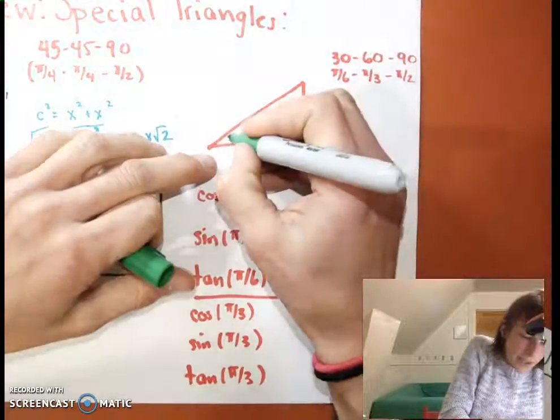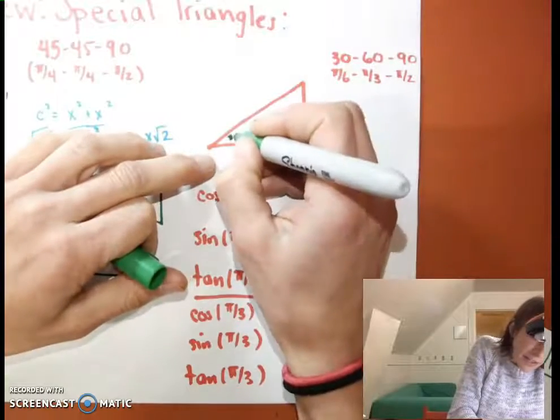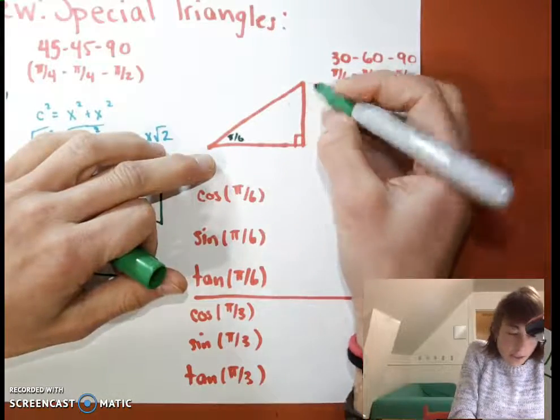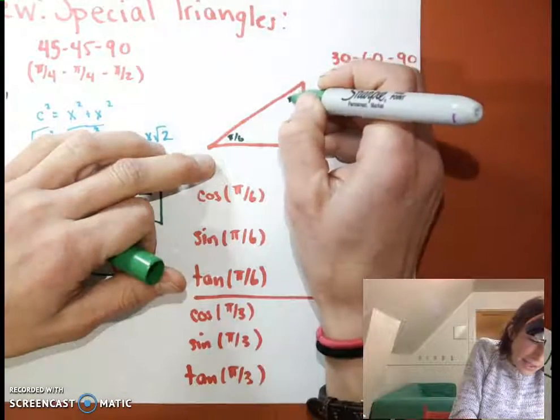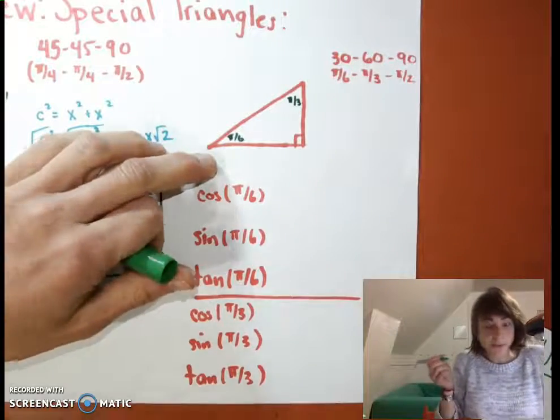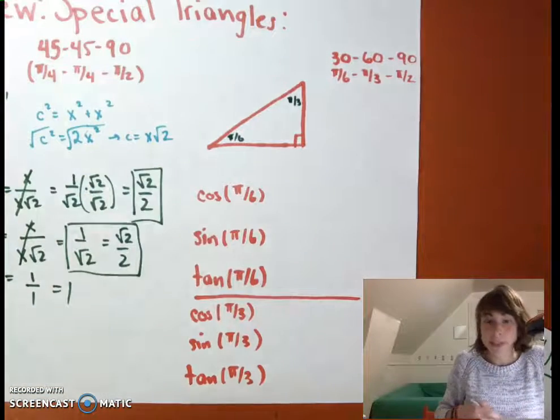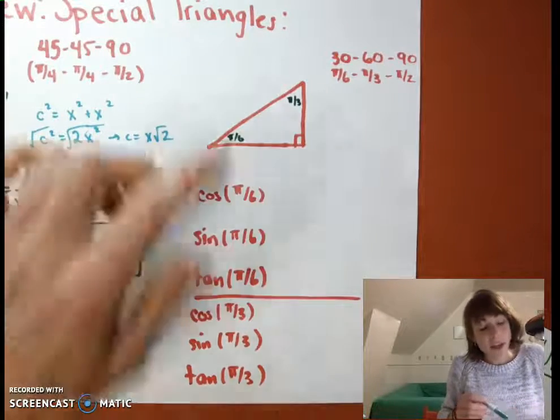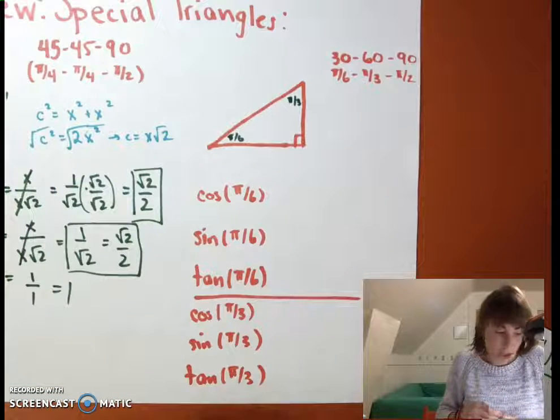So my smallest is going to be the 30, or the pi over 6 angle. The next one, the middle one, is going to be the 60, or the pi over 3 angle. And the last, the biggest, is the 90-degree one. These also satisfy a special relationship.